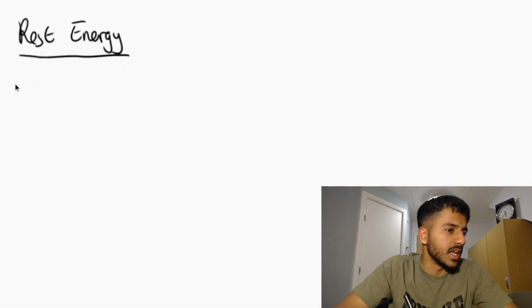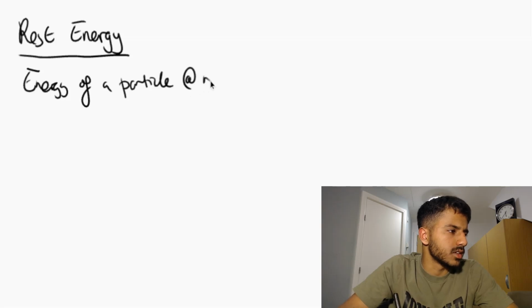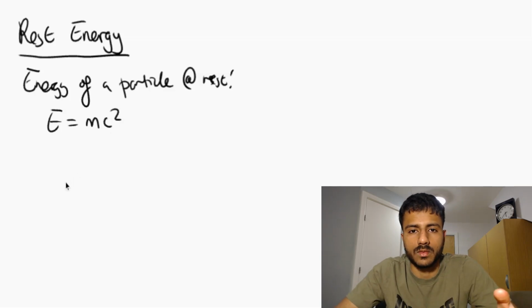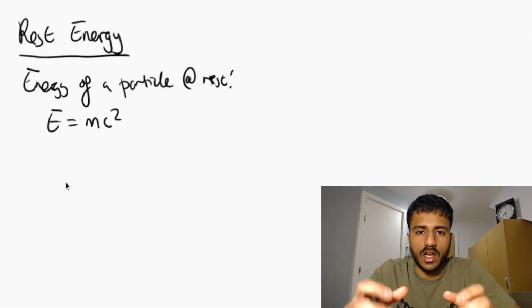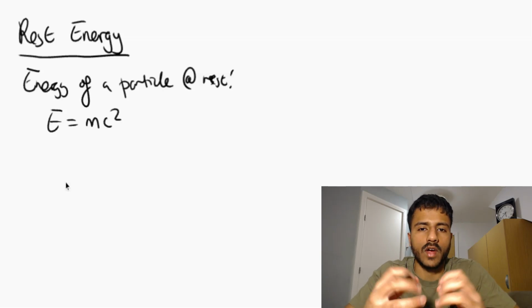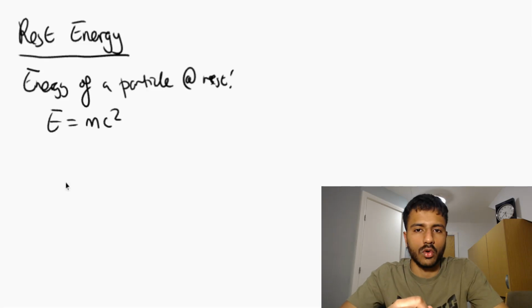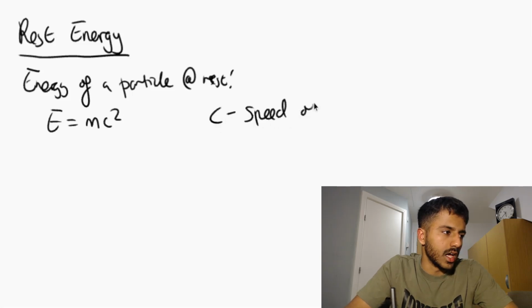Now, it was Einstein that said that the energy of a particle at rest is given by E equal to mc squared, a formula that is very, very popular. And what this equation basically shows is the equivalence of mass and energy. It shows that the mass of a particle can be converted into energy, and the amount of energy that is going to be released if you convert all the mass of this particle into energy is given by the formula mc squared, where c is the speed of light.